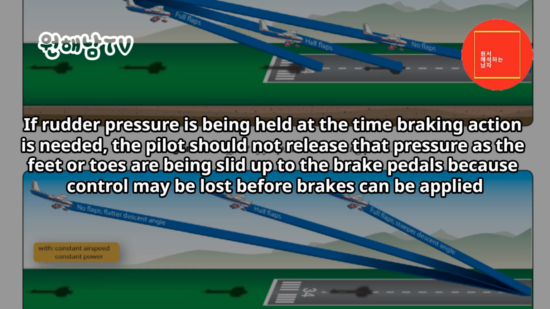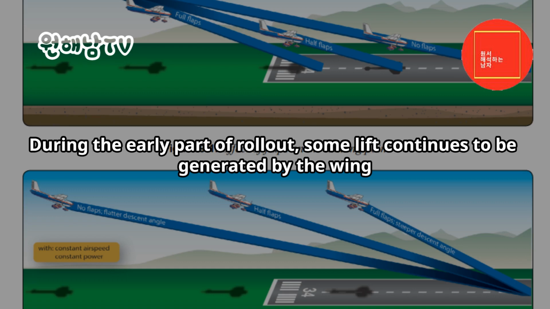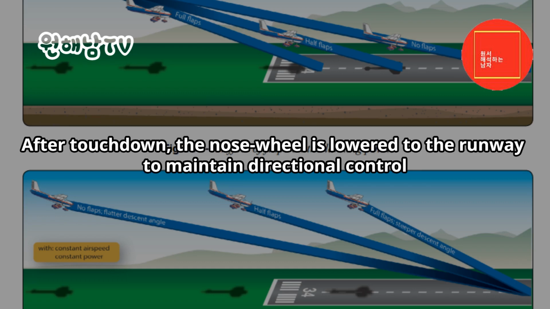If rudder pressure is being held at the time braking action is needed, the pilot should not release that pressure as the feet or toes are being slid up to the brake pedals because control may be lost before brakes can be applied. Putting maximum weight on the wheels after touchdown is an important factor in obtaining optimum braking performance. During the early part of rollout, some lift continues to be generated by the wing. After touchdown, the nose wheel is lowered to the runway to maintain directional control.